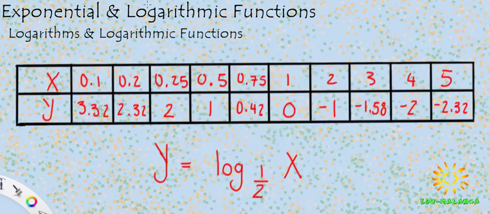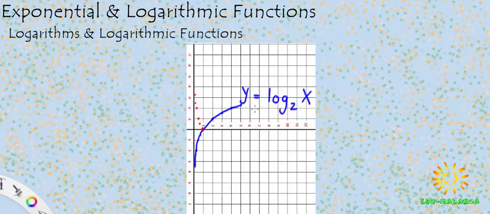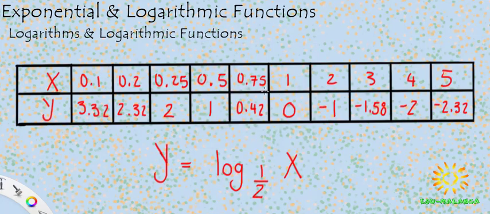Let's move now to the whole numbers. When x is 2, y is negative 1. And when x is 3, y is negative 1.58. So somewhere about there.